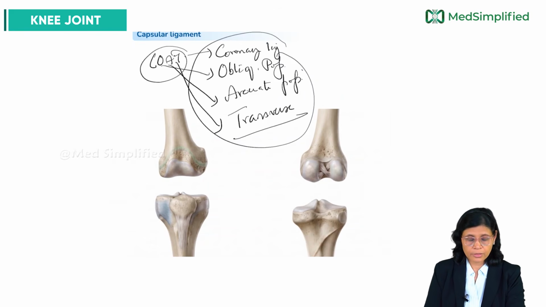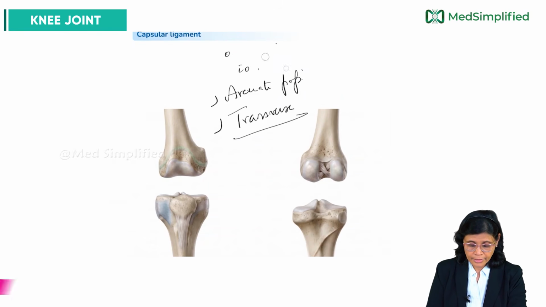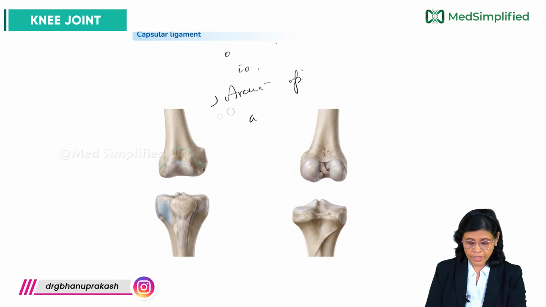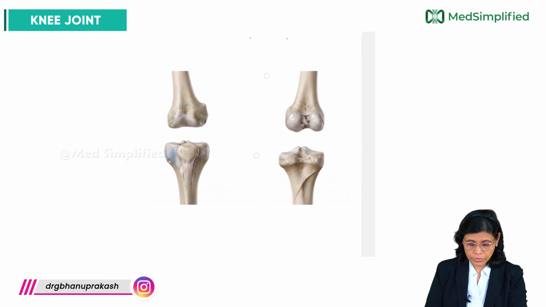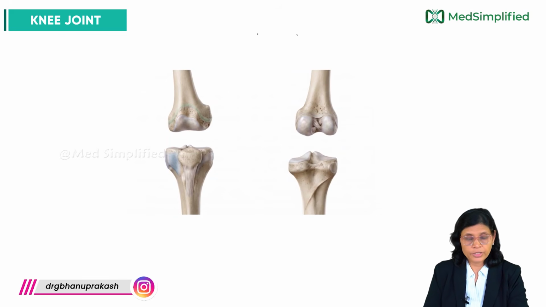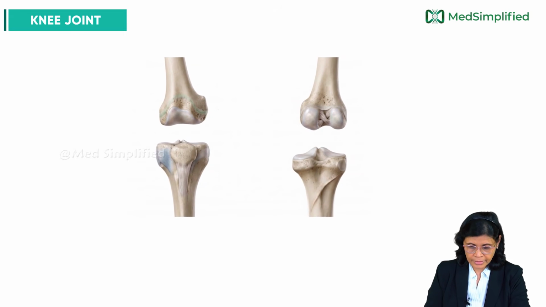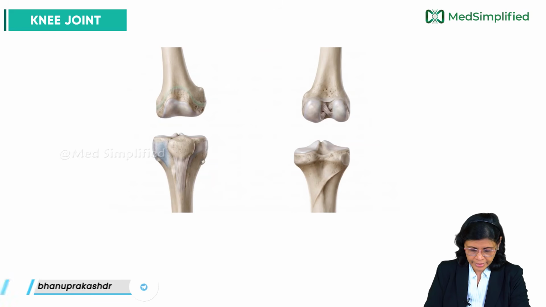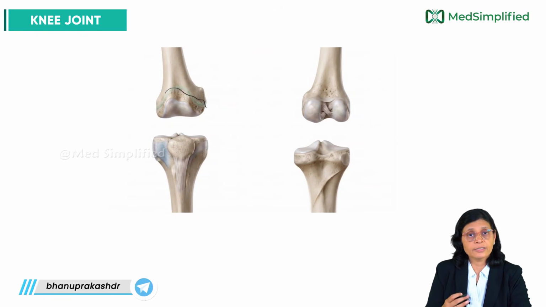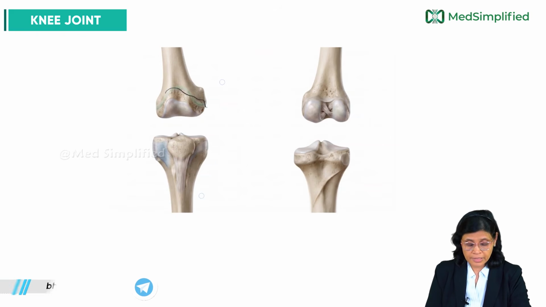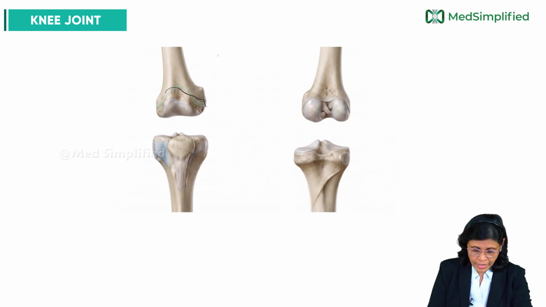These are the accessory or secondary ligaments. We will first study the main ligaments of the knee joint. First is the capsular ligament. The capsular ligament is a thin fibrous sac which surrounds the joint. It is mainly deficient anteriorly.